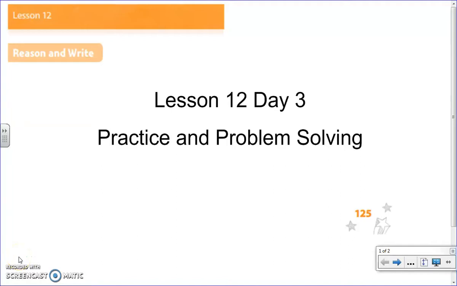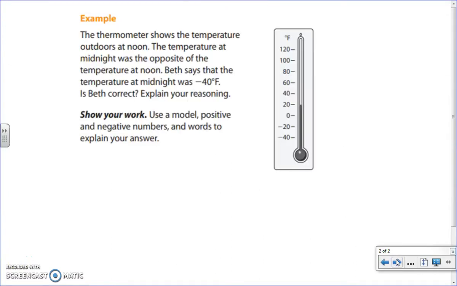This is Mr. Gillum, and today we're going to be looking at an example problem from page 125 in your practice problem solving book, and it has to do with positive and negative numbers. The thermometer shows the temperature outdoors at noon. The temperature at midnight was the opposite of the temperature at noon. Beth says that the temperature at midnight was negative 40 degrees. Is Beth correct? Explain your reasoning.